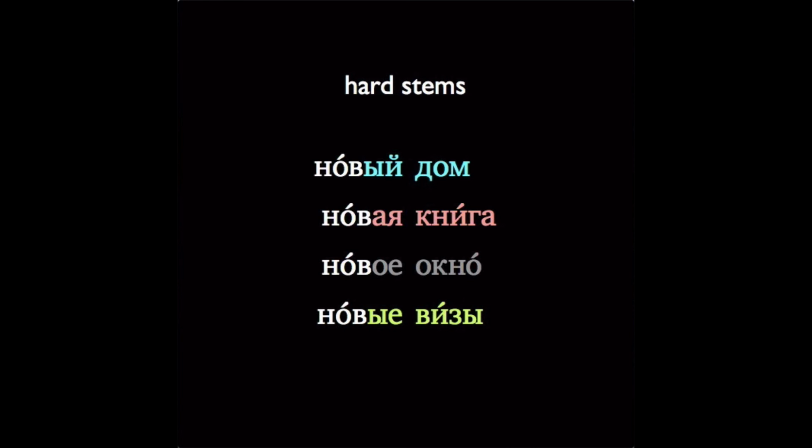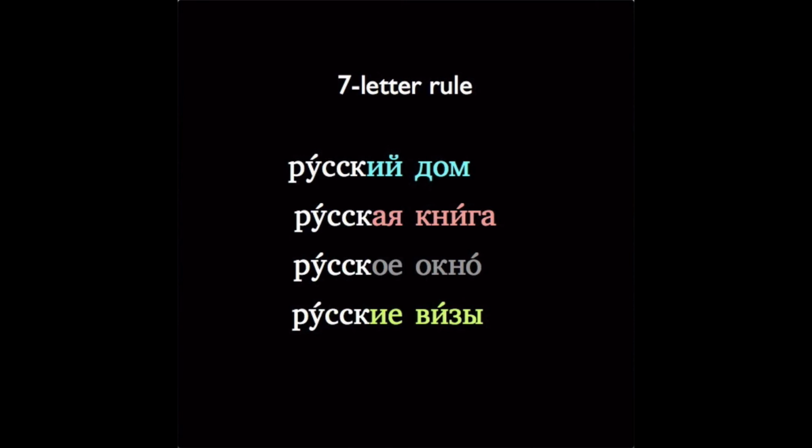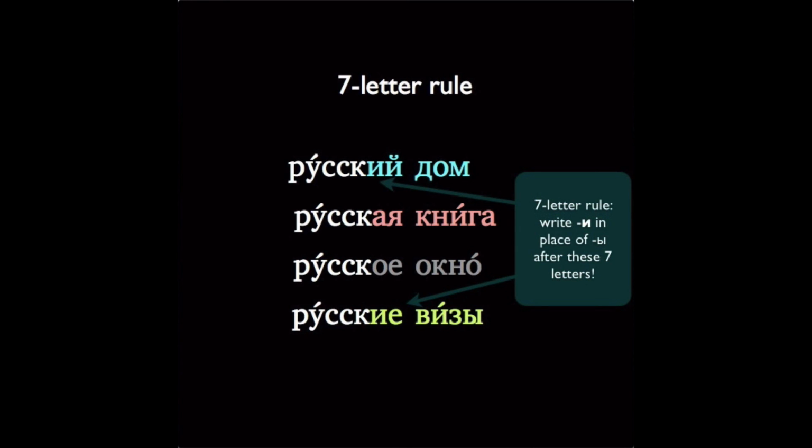Here's a quick review of forms, this time broken down by stem type. After hard stems, новый дом, новая книга, новое окно, новые визы. After soft stems, последний дом, последняя книга, последнее окно, последние визы. The 7-letter rule will often be important for masculine and plural forms. Русский дом, русские визы. That rule explains why we spell the ending with и rather than ы.